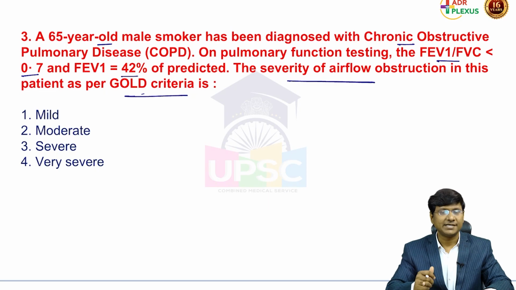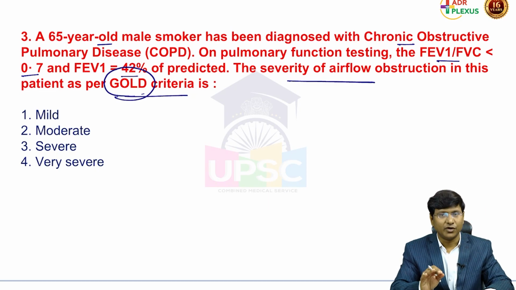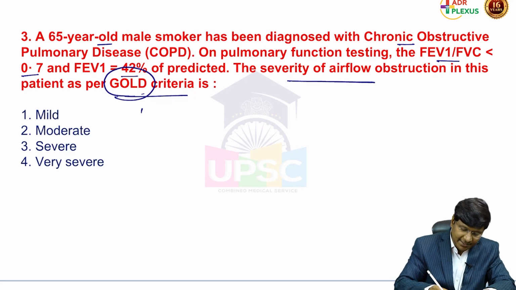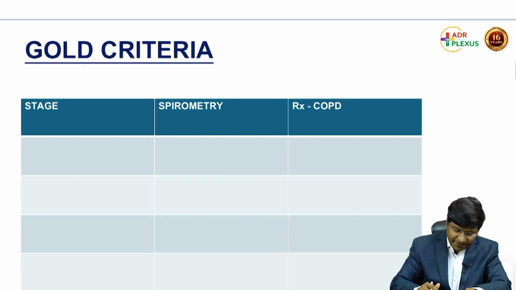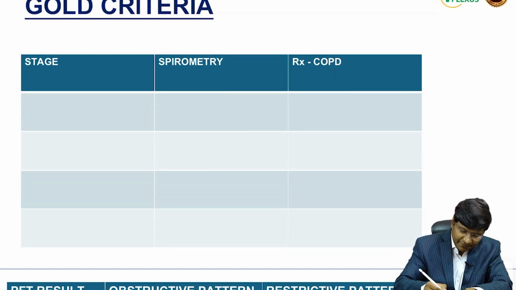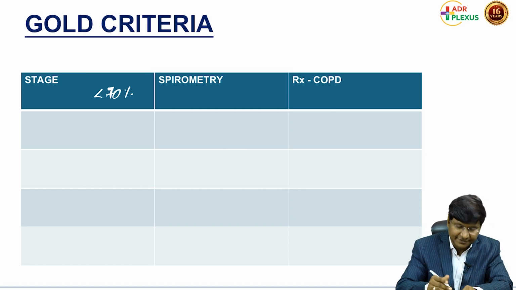Now, as I have told you in the previous question, it is the GOLD criteria, that is the Global Initiative for Obstructive Lung Disease, which defines the severity of COPD. And in the GOLD criteria, the parameter which is taken into consideration for assessing the severity is the FEV1, right? In patients with COPD, the FEV1 by FVC will be less than 70%.